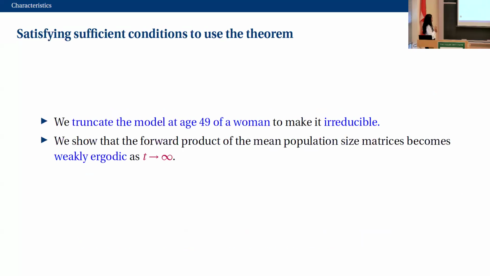Before applying this theorem, we make a few adjustments to our model to satisfy some conditions. First of all, we truncate the model at age 49 of a woman, because that's the last fertile age of a woman in our model, and this makes the matrix irreducible. We also show that as time goes to infinity, the forward product of these matrices becomes weakly ergodic.